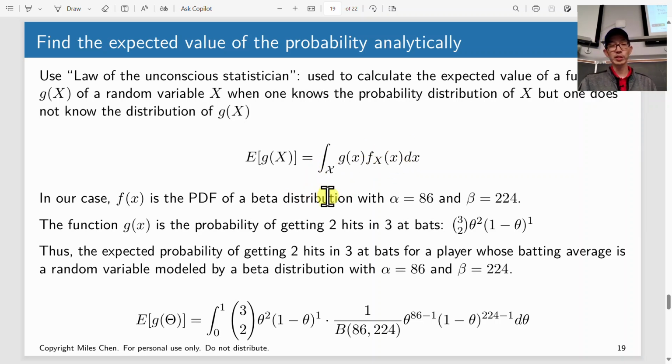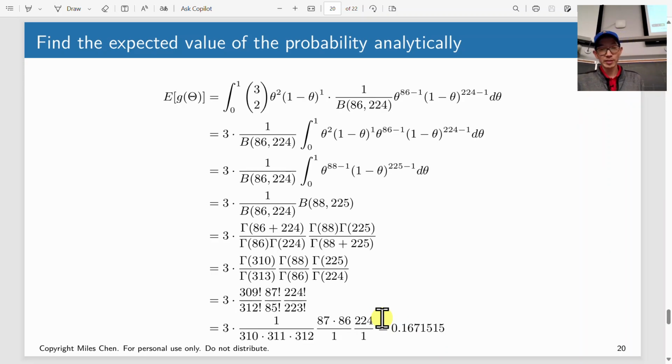So in our case, the PDF, this f of x, is going to be equal to the beta distribution here. And then g of x is going to be the probability of getting 2 hits in 3 at-bats for some unknown parameter theta. So we're going to take the integral across all possible values of theta, integrating from 0 to 1 of g of x, the probability of getting 2 hits out of 3 at-bats, times the PDF of theta, which is our beta distribution with shape parameters 86 and 224. So we have this. This is kind of a big pain, but we'll go through it.